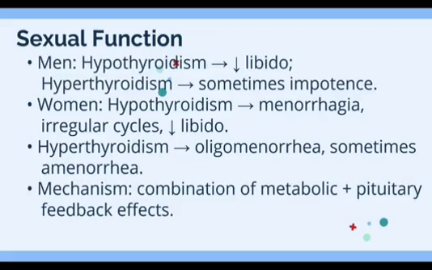Women, when they suffer from hypothyroidism, can have menorrhagia, irregular cycles, and decreased libido. In hypothyroidism, women can also suffer from oligomenorrhea, sometimes amenorrhea. The mechanisms are a combination of metabolic and pituitary feedback effects.